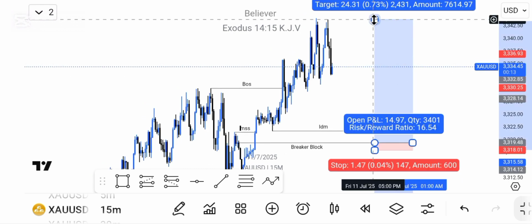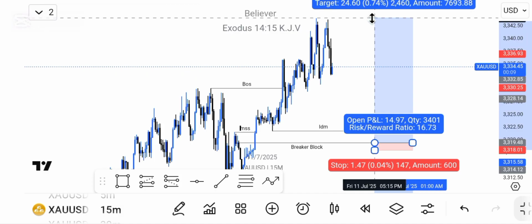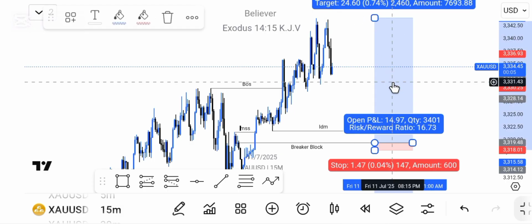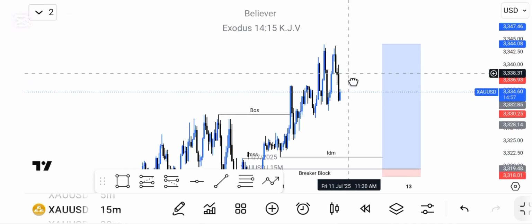From 1 is to 5.57, I think, we are now at 1 is to 16.73. So for this trade setup, we are going to be having a 16.73 risk to reward ratio trade.